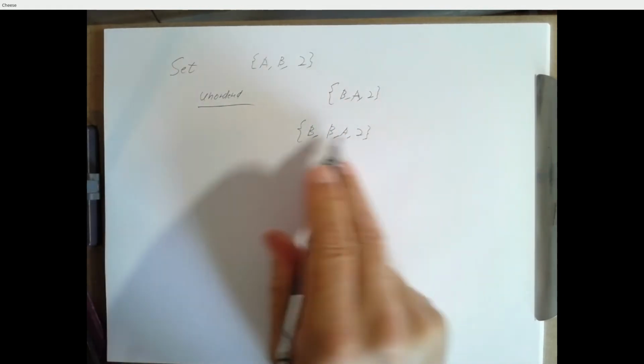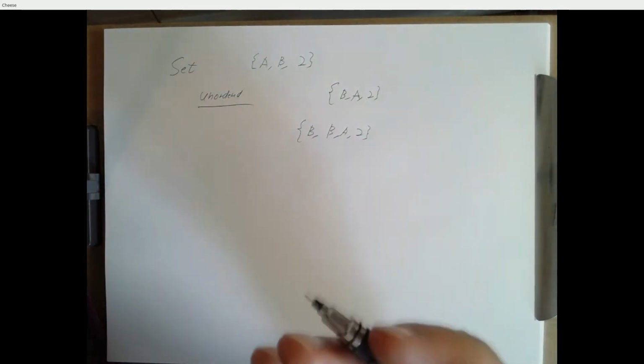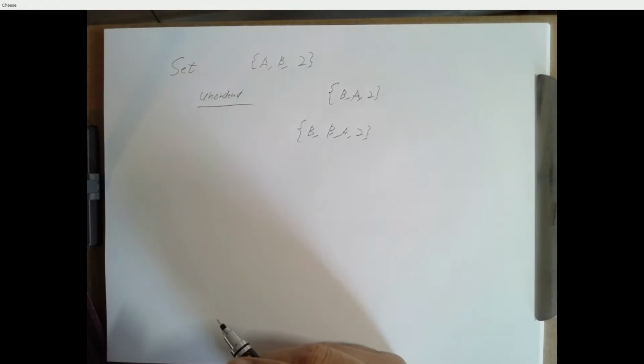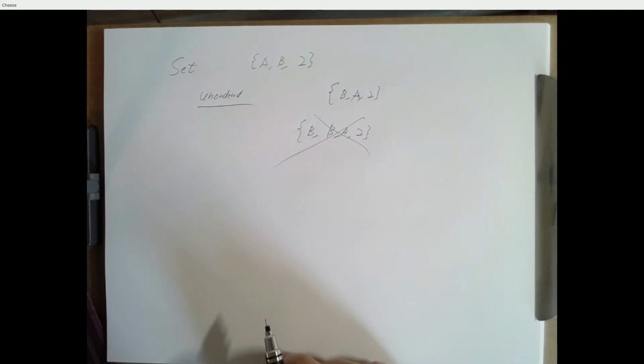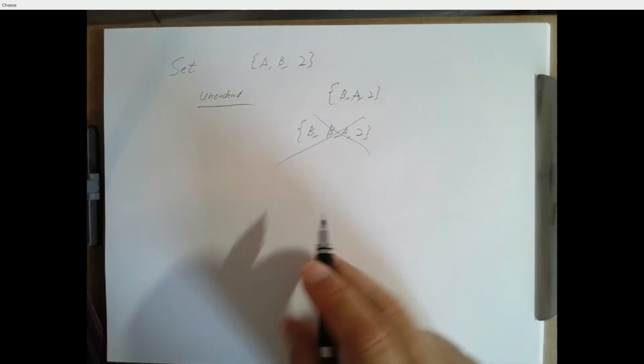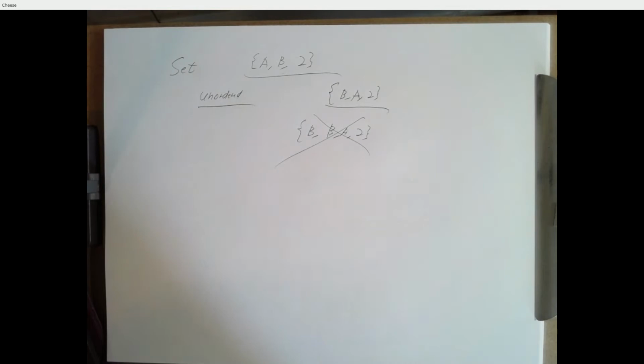Because what is this saying? This is a collection of things containing B, A, and 2. It either contains an object or it doesn't contain an object. There's no such thing as containing the object B twice. So this would be an inappropriate notation to write. And if we had a set that somehow we added B to it, but it already contained B, it would be just like this or like this. We don't list an element more than once.